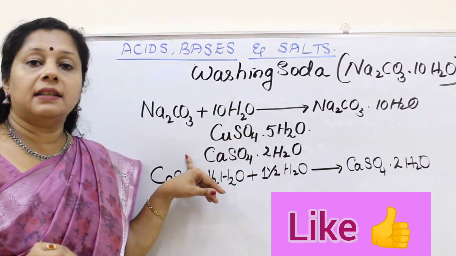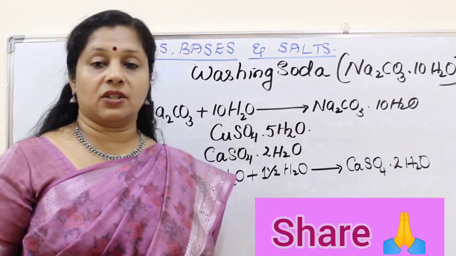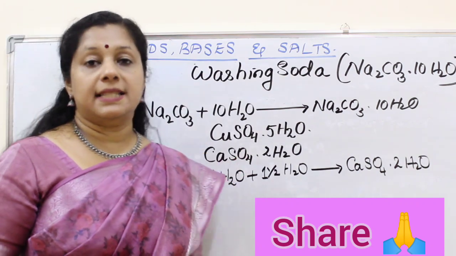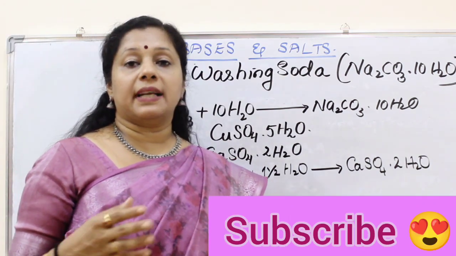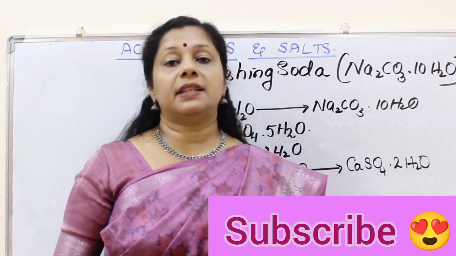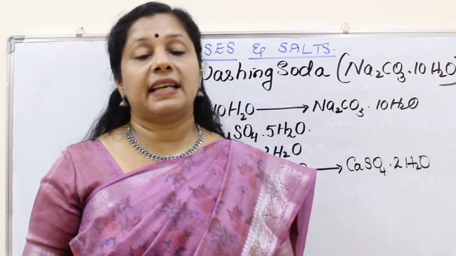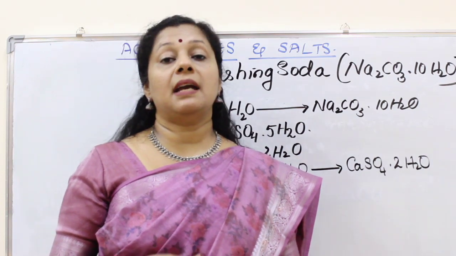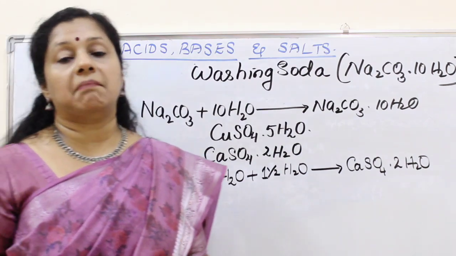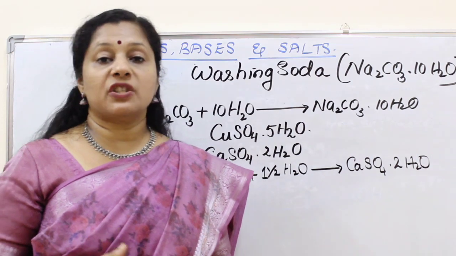The same way, another important compound is calcium sulfate. Calcium sulfate has got 2 molecules of water associated with it, and this one is called gypsum. So gypsum, when you are heating at 373 Kelvin, means 100 degrees Celsius, it will turn into a substance with half molecule of water. That is called calcium sulfate hemihydrate. Hemi means what? Half. Only half molecule of water is there, and that compound is otherwise called plaster of Paris or POP.